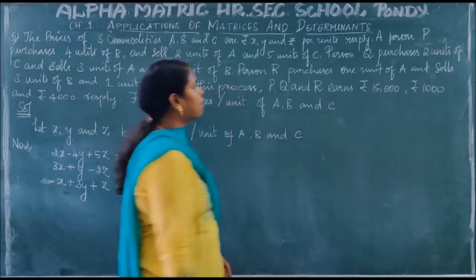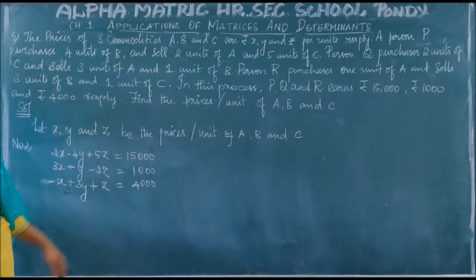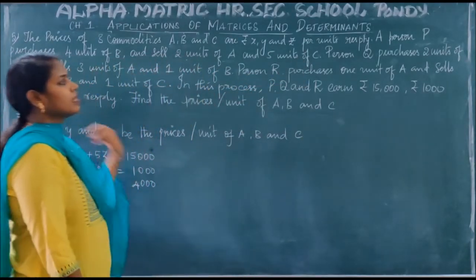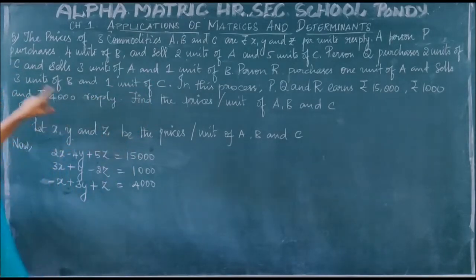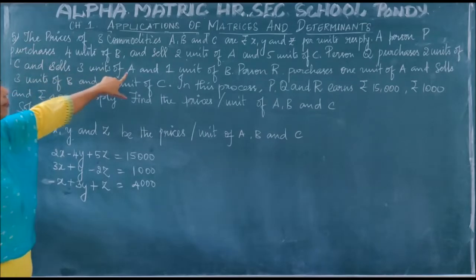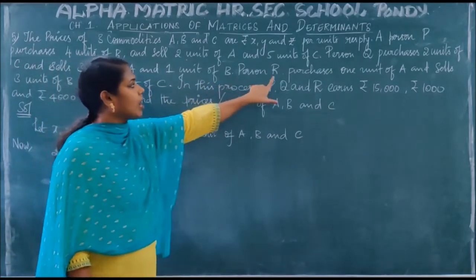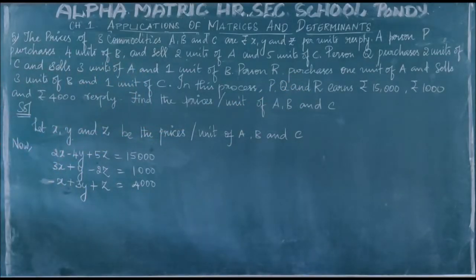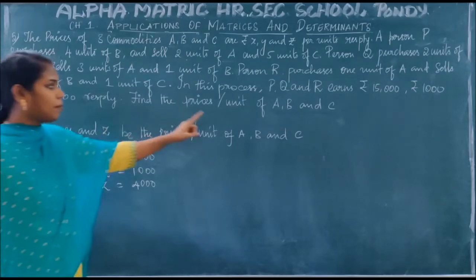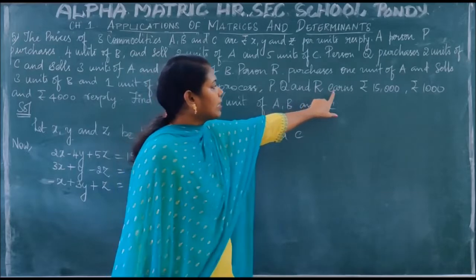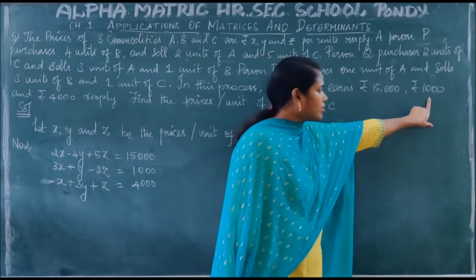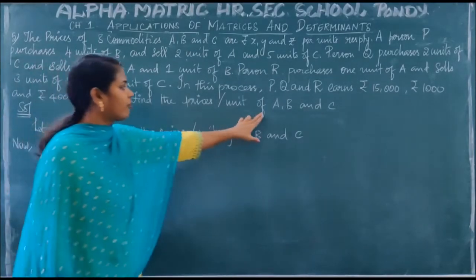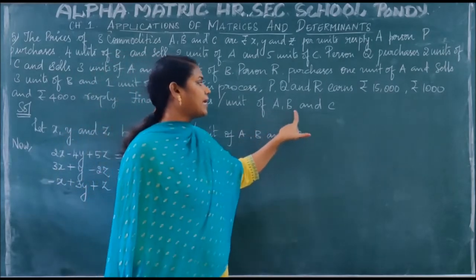Person P purchases 4 units of B and sells 2 units of A and 5 units of C. Person Q purchases 2 units of C and sells 3 units of A and 1 unit of B. Person R purchases 1 unit of A and sells 3 units of B and 1 unit of C. In this process, persons P, Q, R earn rupees 15,000, rupees 1,000 and rupees 4,000 respectively. Find the prices per unit of A, B and C.